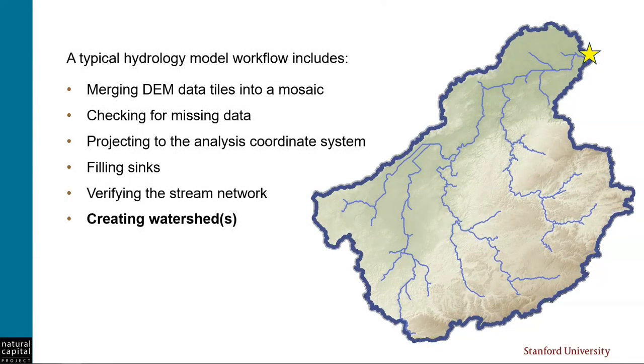Creating watersheds is the last step in processing the hydrology-related layers that go into InVEST models. As a reminder of the workflow, we usually start out with raw DEM tiles, which we merge into a mosaic. Then we check the mosaic for missing data, we project it to the project's coordinate system, fill sinks, and verify that it makes an acceptable stream network. At this point, we probably feel comfortable using it for our analysis, so we can commit to creating the watershed that we'll use for our area of interest in the model.